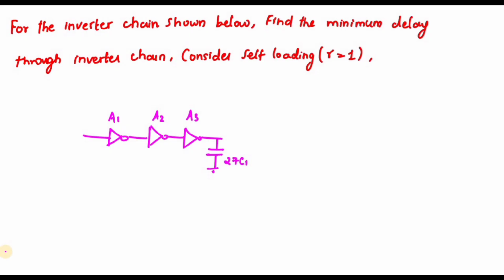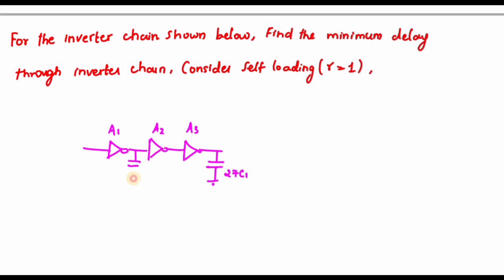Here the question is for the inverter chain, because the inverters are connected in series, which is shown below. Find the minimum delay through the inverter chain. Consider the self-loading is equal to 1. I have named the inverters as A1, A2, A3. The output of A3 is connected to a capacitance. That value is 27 C1, where C1 is the load of the first inverter.